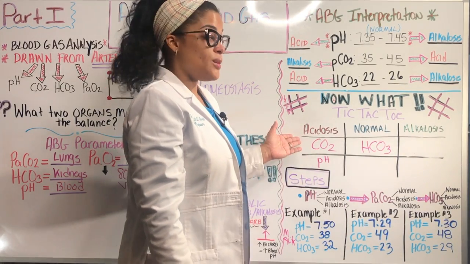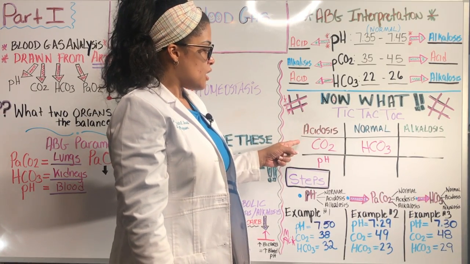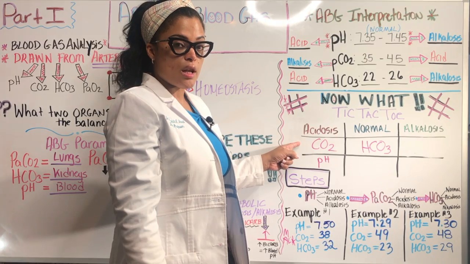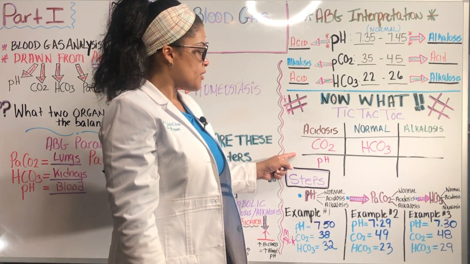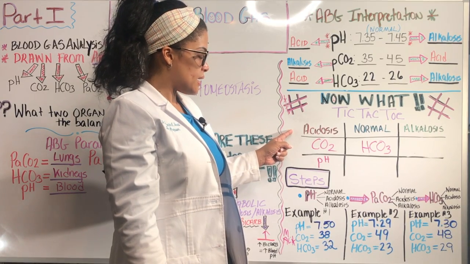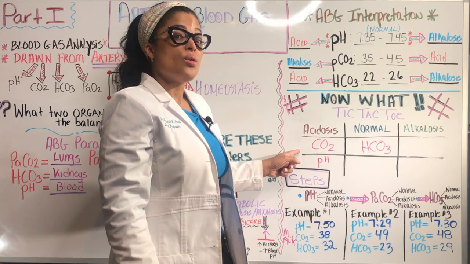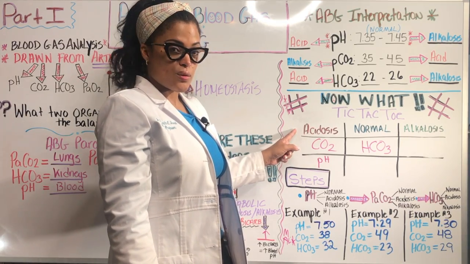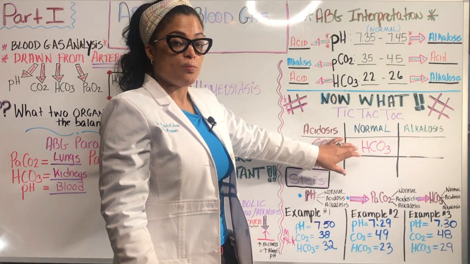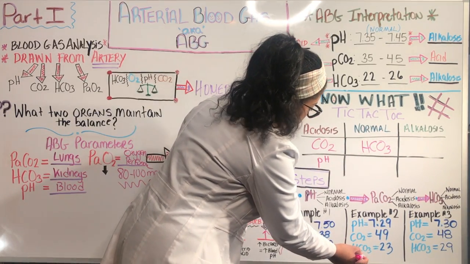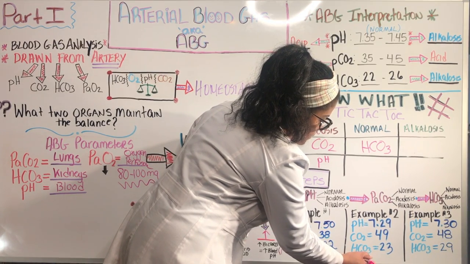So as you can see, we have 3 in a row under acidosis. So we have acidosis, and we have CO2 in this column as well, which means it's a respiratory issue. So here we have that the pH is acidic and the CO2 as well. So this is respiratory acidosis. And the bicarb HCO3 is normal. So for our second example, it is respiratory acidosis.